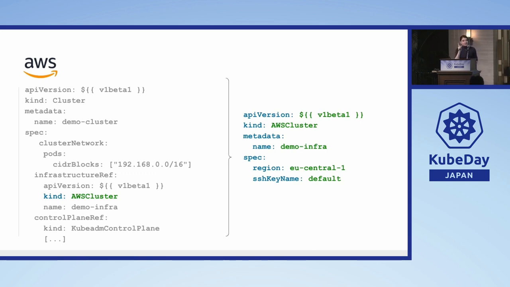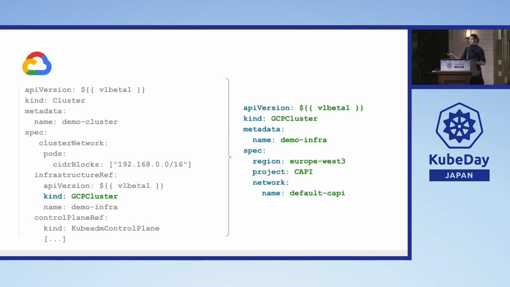Now, very important, pay attention. If we want to deploy the same cluster to GCP, these are going to be the changes required. On the cluster side, we just change our infrastructure reference. That's the only thing we need to do. And underneath, it's going to pull all of the configuration that we defined for GCP. As such, the region naming convention is very different. We deployed to Europe West 3. We have the concept of a project within GCP, so we attach our cluster to a project called CAPI, and we can specify the network, in this case, with the name default CAPI.